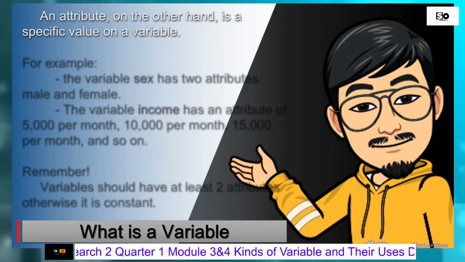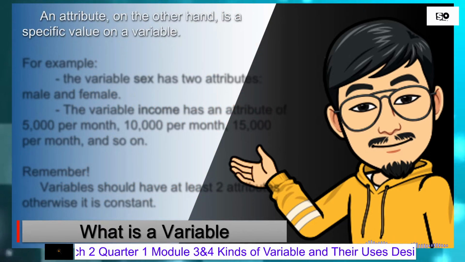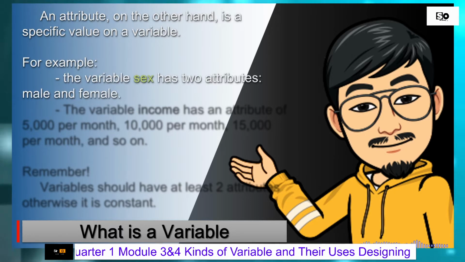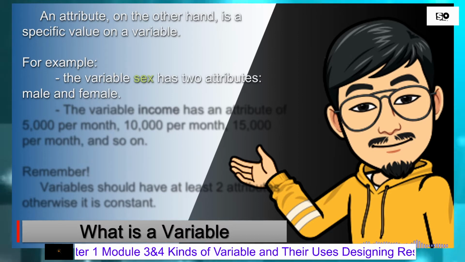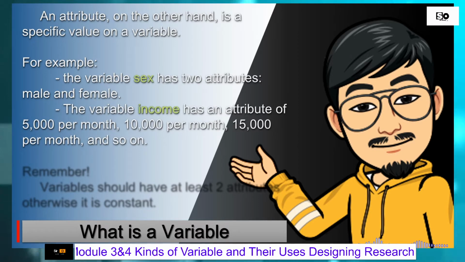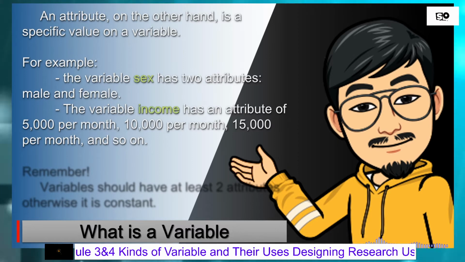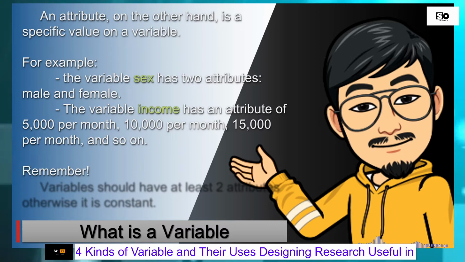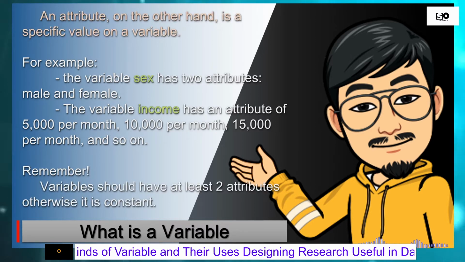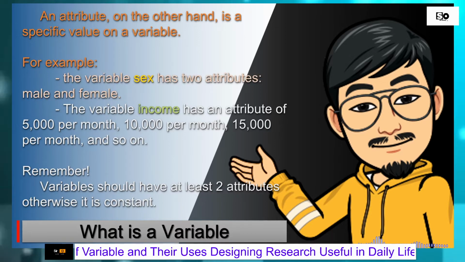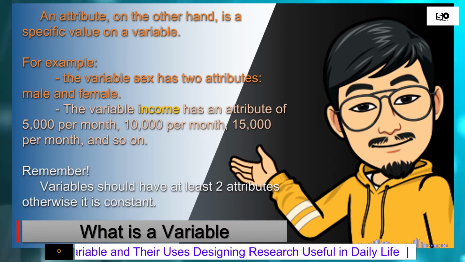An attribute, on the other hand, is a specific value on a variable. For example, the variable sex has two attributes, male and female. The variable income has attributes of 5,000 per month, 10,000 per month, 15,000 per month, and so on. Always remember that variables should have at least two attributes. Otherwise, it is a constant.